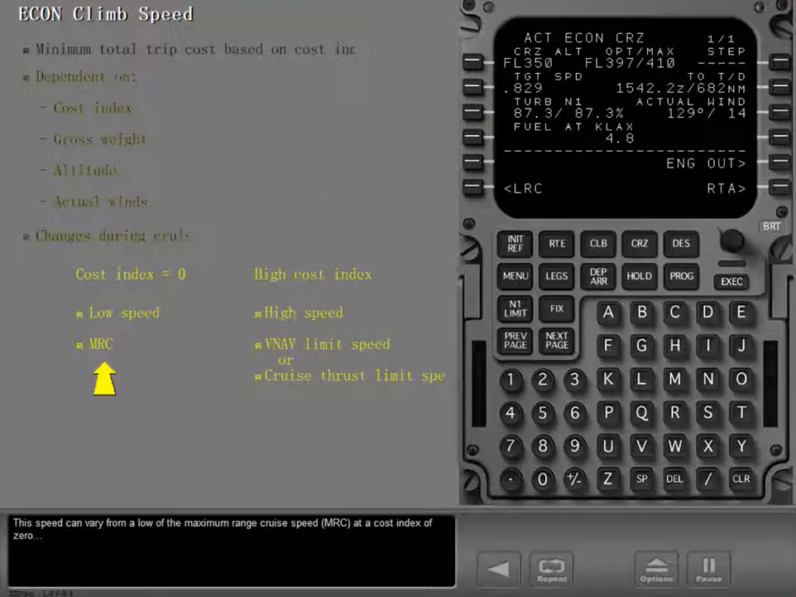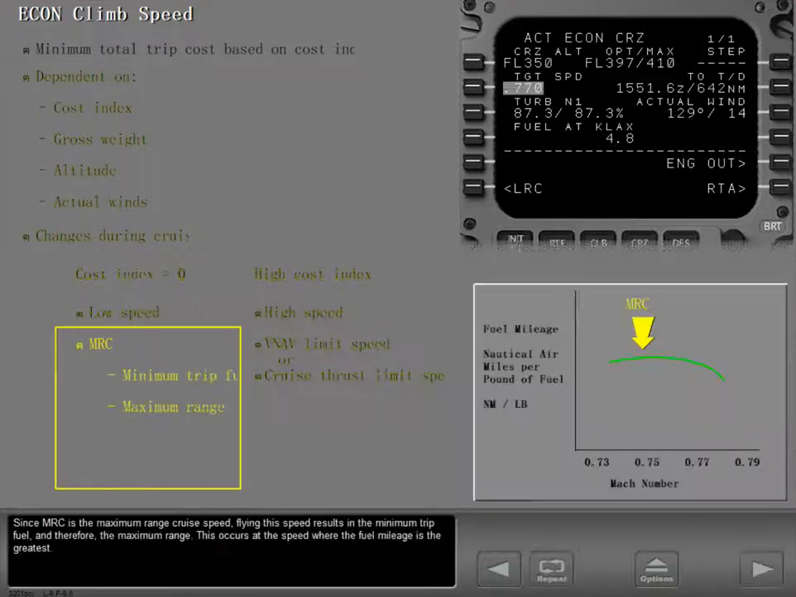This speed can vary from a low of the maximum range cruise speed, MRC, at a cost index of 0 to the VNAV limit or a cruise thrust speed at a high cost index. Since MRC is the maximum range cruise speed, flying this speed results in the minimum trip fuel and therefore the maximum range. This occurs at the speed where the fuel mileage is the greatest.